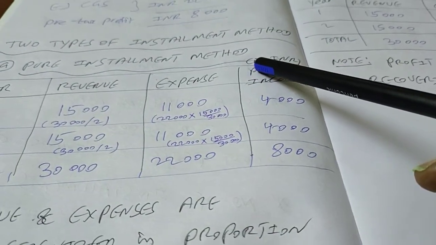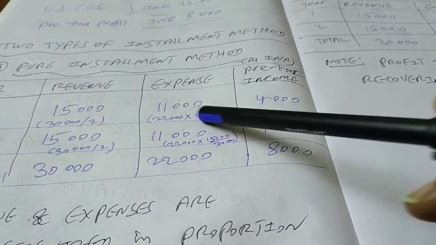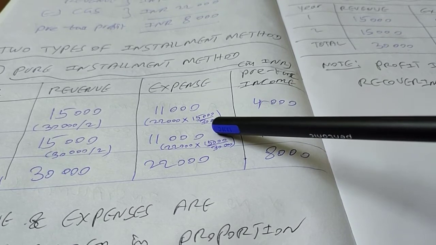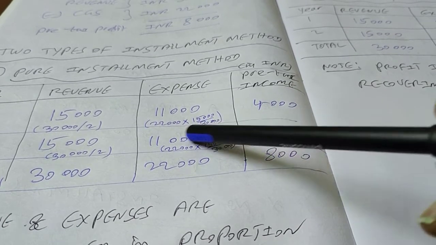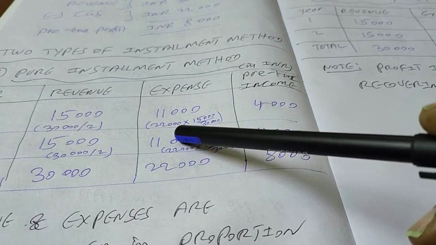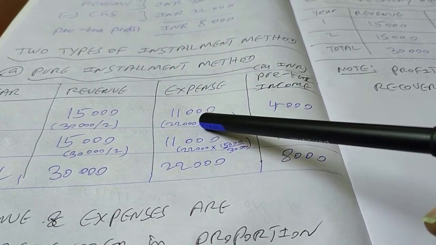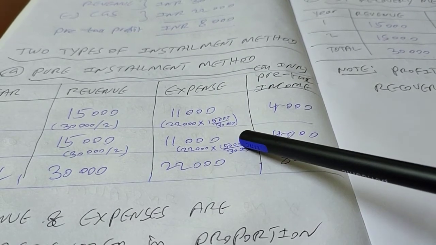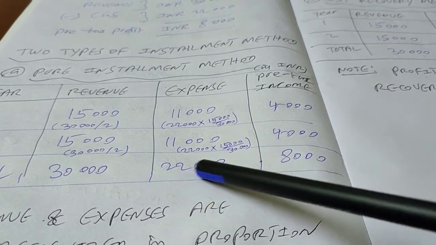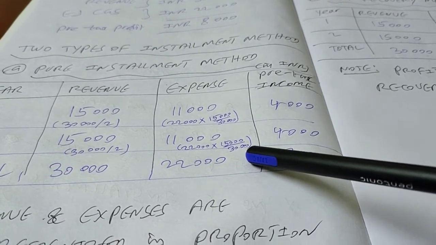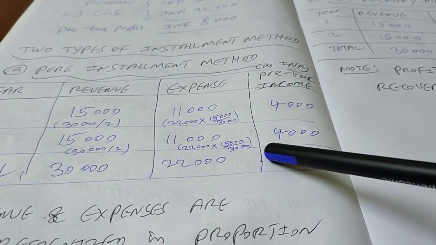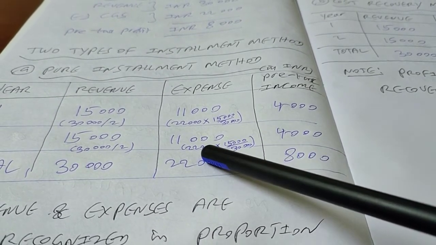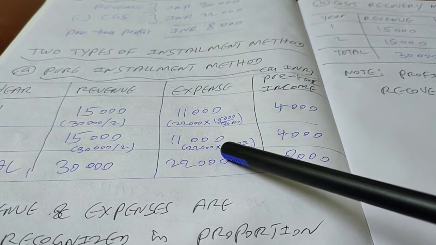Expenses total is 22,000. So you are going to recognize expense in proportion to revenue. That means proportion of revenue is 15,000 by 30,000. So that is 50% of total expenses of 22,000. So that means recognize expense for year 1, that is 11,000. Similarly for year 2, 11,000. How do you get that? I repeat again, 22,000 total cost into proportion of current year revenue to total revenue, 15,000 by 30,000. That is 50%, guys, right? So 11,000 is the cost for year 1, 11,000 is the cost for year 2.